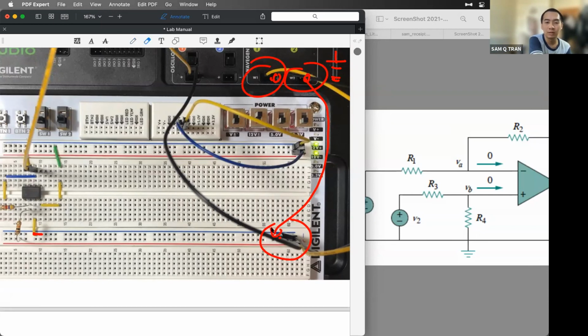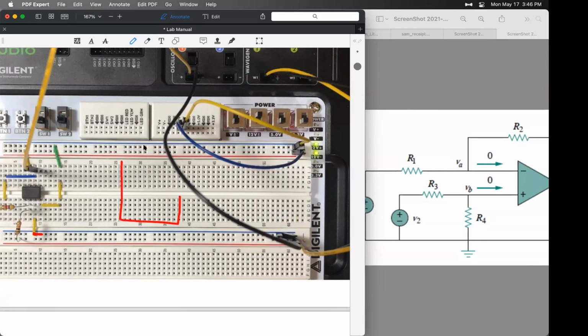Yeah, so I hope I answered that question. Let me clean this up, and then we will draw the circuit.